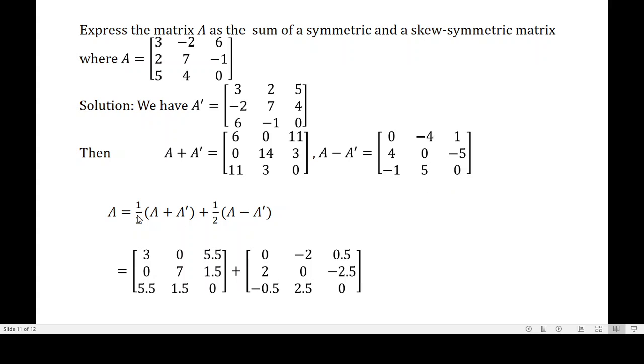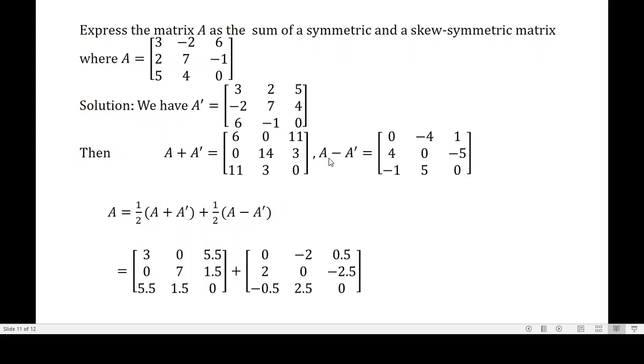Okay, next step is you multiply A plus A dash by scalar half. So half of A plus A dash is there. Each element of A plus A dash is multiplied by 1 by 2. So 6 into 1 by 2 is equal to 3. 0 into 1 by 2 is 0. 11 into 1 by 2 is equal to 5.5. 0 into 1 by 2 is equal to 0. 14 into 1 by 2 is 7. 3 into 1 by 2 is equal to 1.5. 11 into 1 by 2 is equal to 5.5. 3 into 1 by 2 is equal to 1.5. 0 into 1 by 2 is equal to 0.